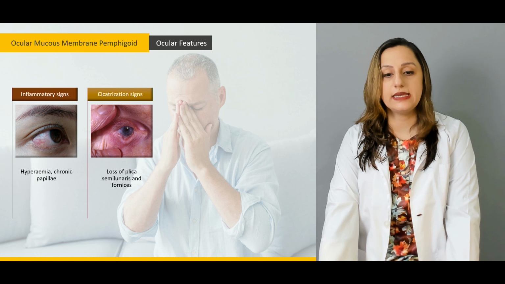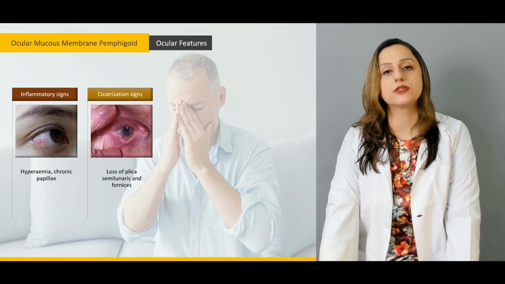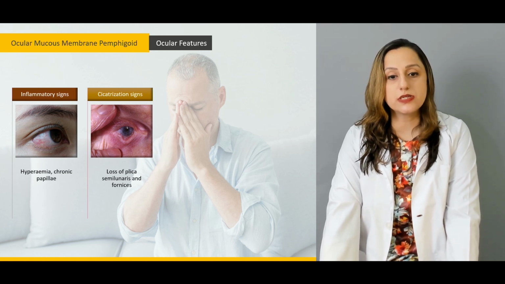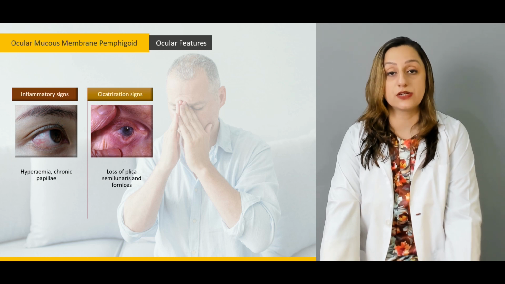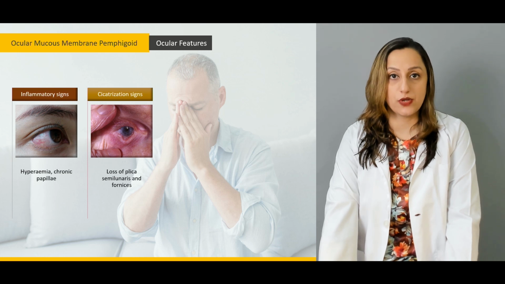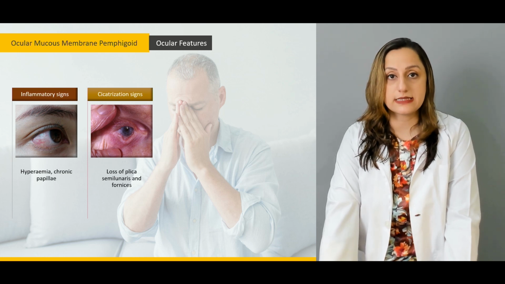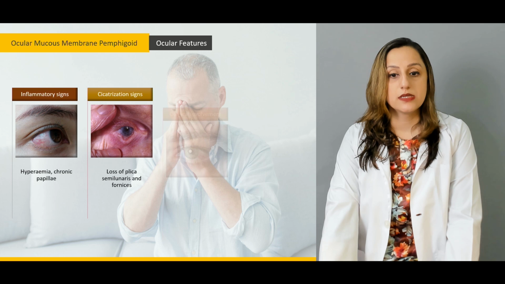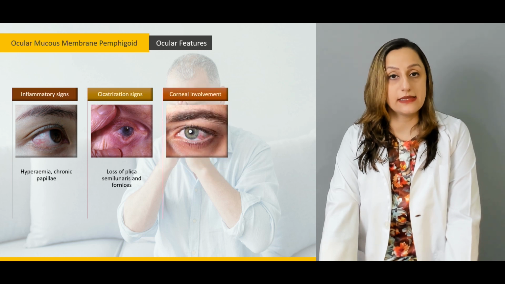Then obviously at the fornices, we'd also observe these particular features along with these cicatrizational signs. The patient can have entropion, and the patient can have trichiasis if the lids are involved. So these would be the particular signs of scarring that can be present in this condition.